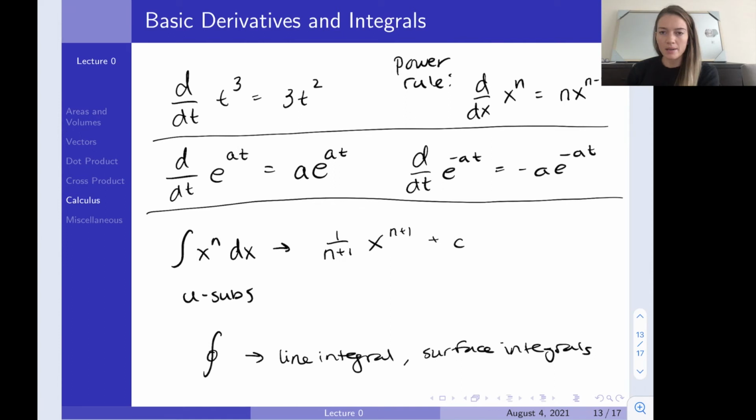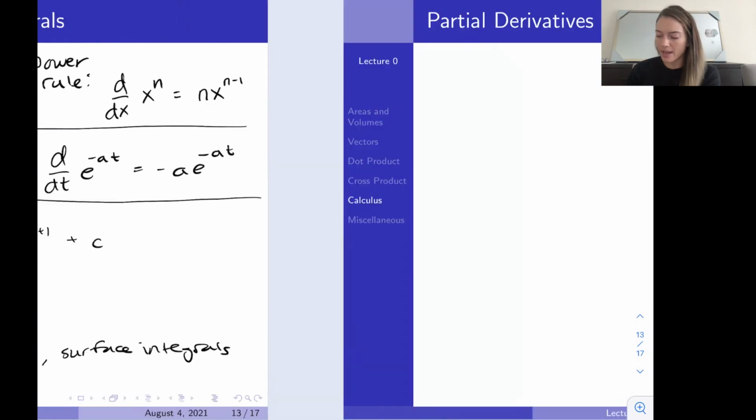But I might do another video that goes into line integrals and surface integrals more deeply once we get to Gauss's law. Okay, so this is just a general review just to jog your memory of some basic calculus.